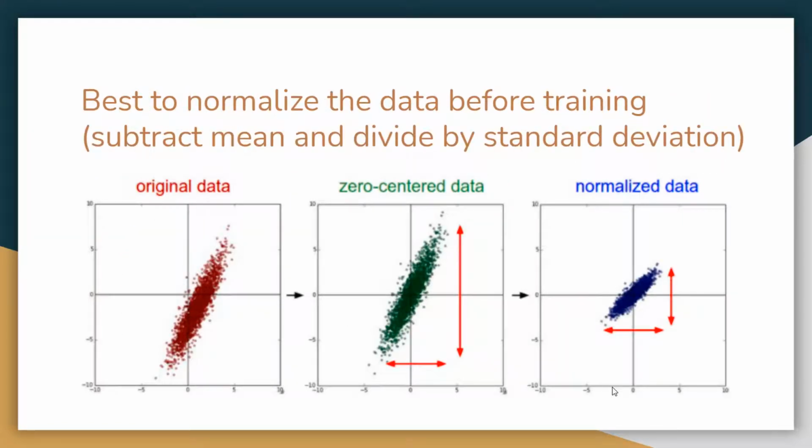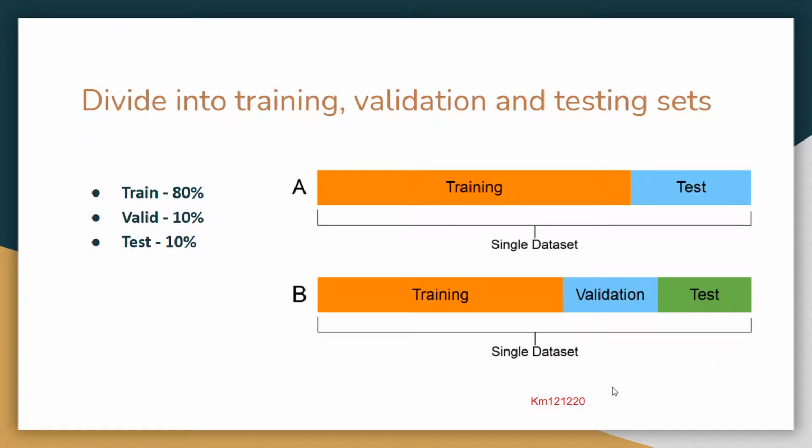Next step, it's always considered best practice to normalize the data before training, so that's subtracting the mean and dividing by the standard deviation. Then, another best practice is to divide into training, validation, and testing sets. For us right here, we're mainly going to do just a training and testing set, but usually for hyperparameter tuning, you would have a training set, then use the validation set for hyperparameter tuning, and then you'll have a testing set. Okay, so for us, we do have 80% training, 10% validation, and 10% testing.